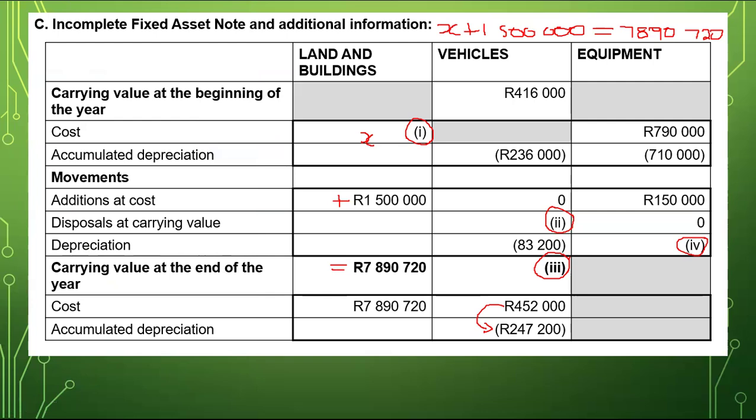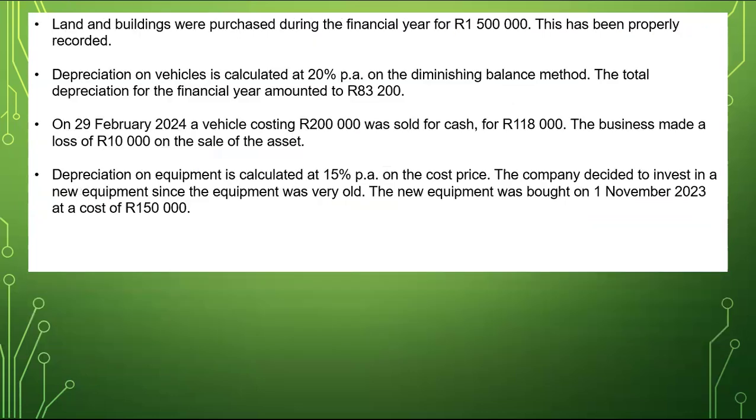I already have Roman figure number 1. I already have Roman figure number 3. I'm just missing Roman figure number 2, but I'm going to do everything step by step, okay? Now, they say here, land and buildings were purchased during the financial year for 1.5 million. This has been properly recorded. We saw that in the tangible asset note. So for me, that'll enable me to calculate Roman figure number 1.